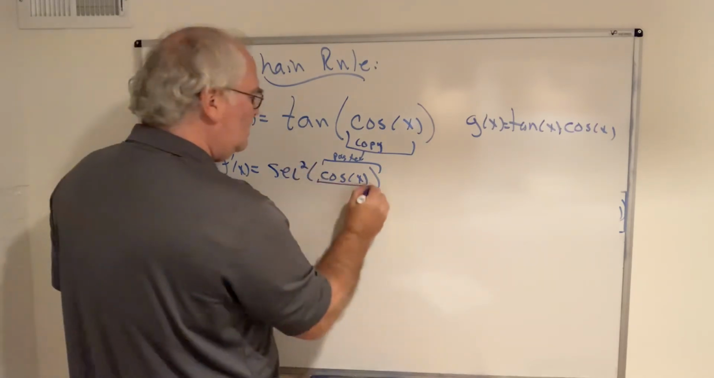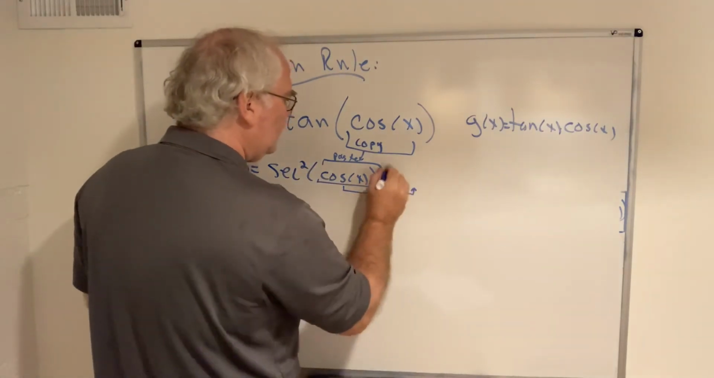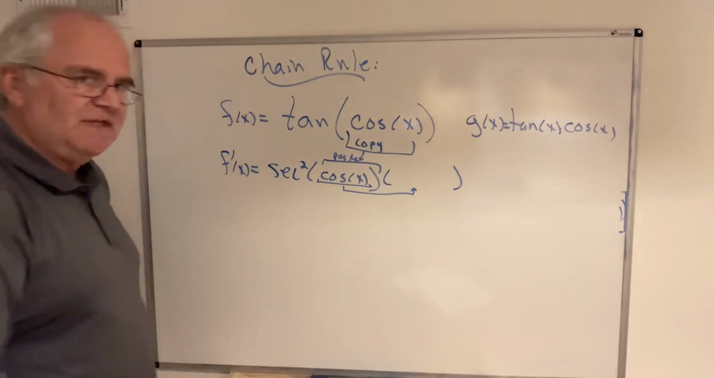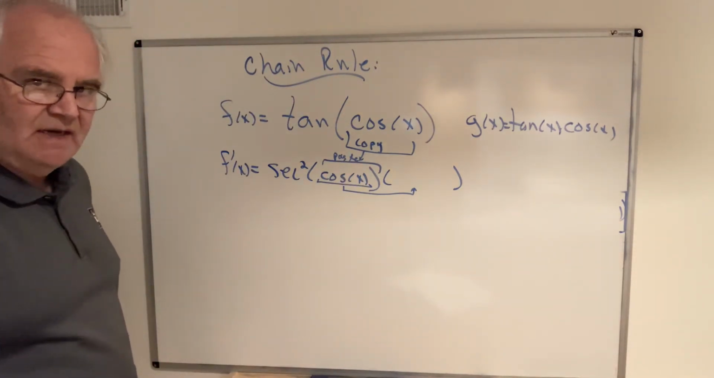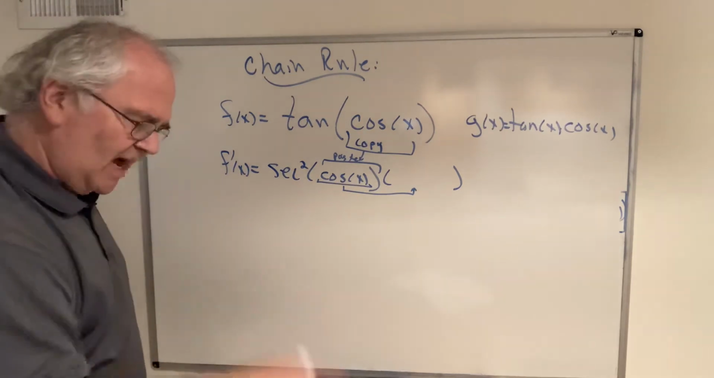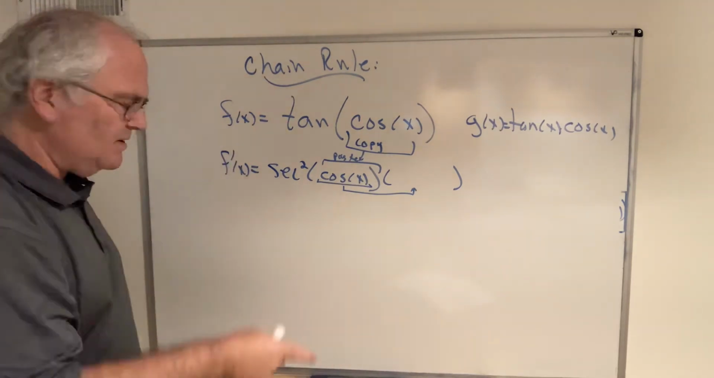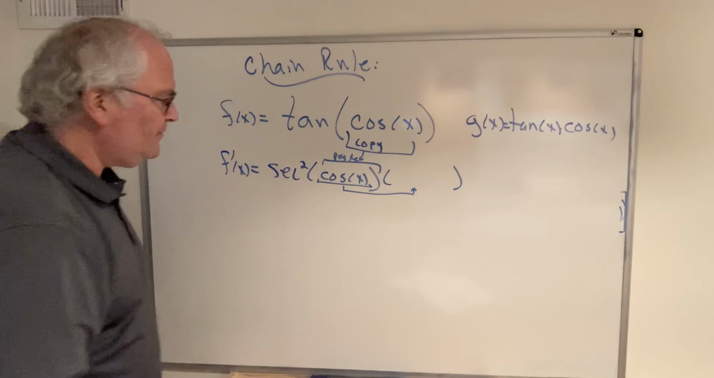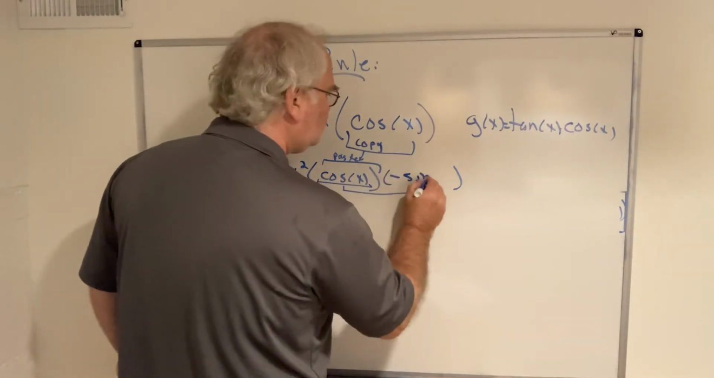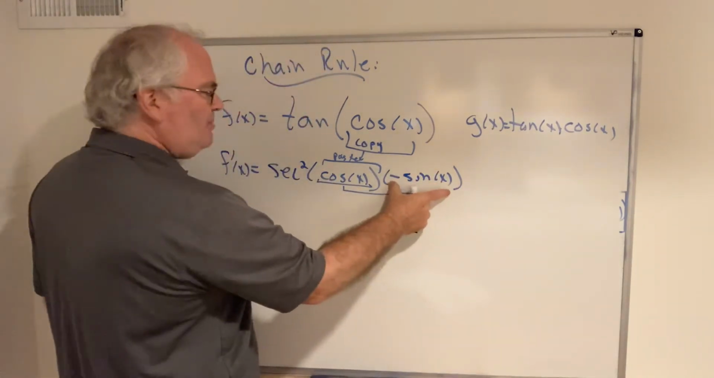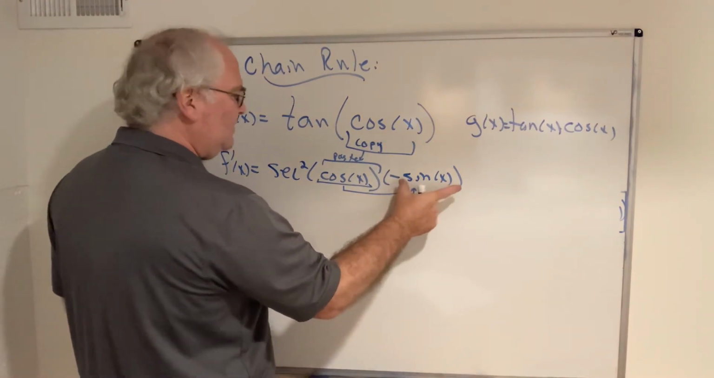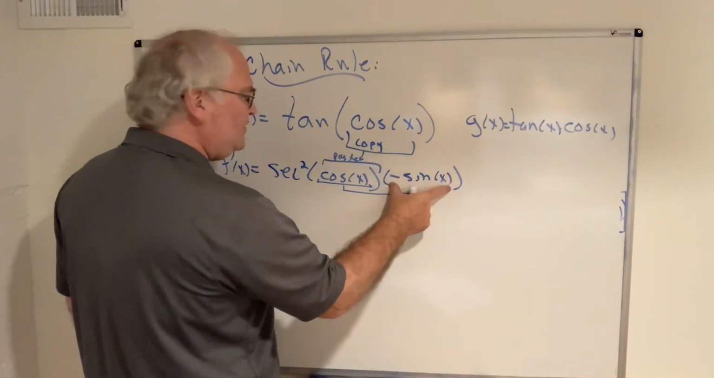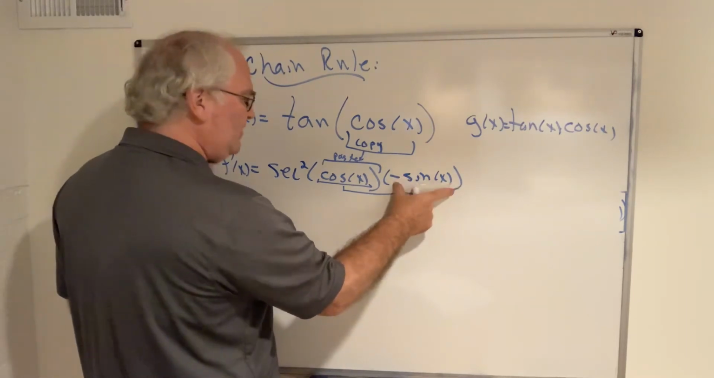But then, chain rule says, times the derivative of the stuff. And what is the derivative of the stuff? What's the derivative of cosine? The derivative of cosine is not sine. The derivative of cosine is negative sine. And now you're seeing why I put these parentheses here. Every time. Like, this is the one true faith. I put these parentheses, and you should too, every time.